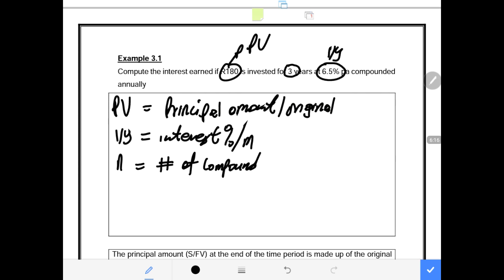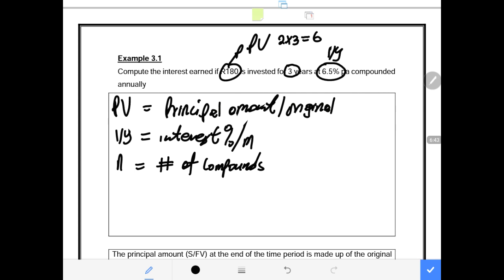But if it's compounded twice, that means we need to say in a year how many times do we compound? 2 times. That means we say 2 times by 3 when it's compounded 2 times a year or half yearly. That means our n will have to be 6 in this case. Hence I want to say n is the number of compounds. How many times do we compound our interest over the period of the investment?